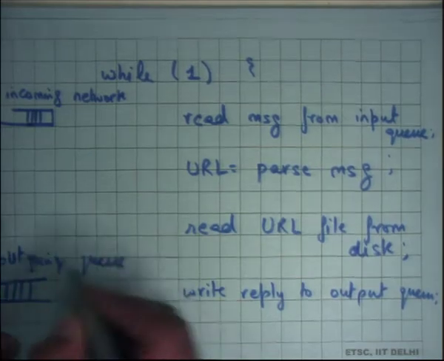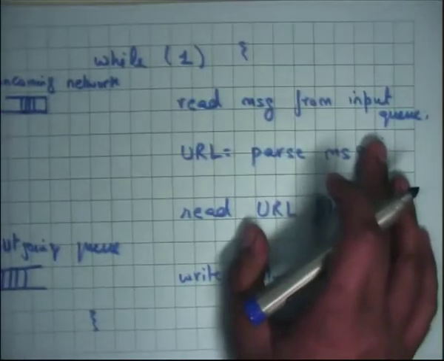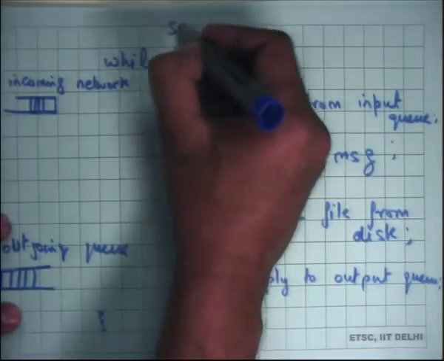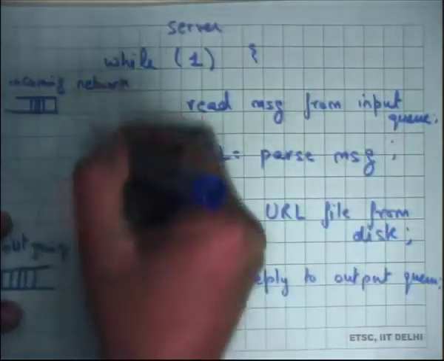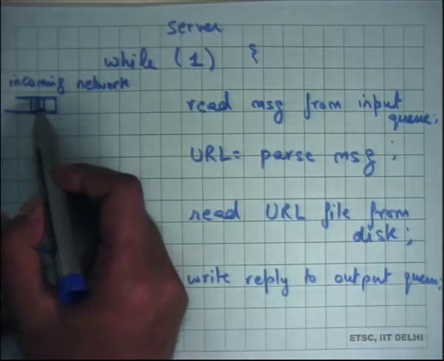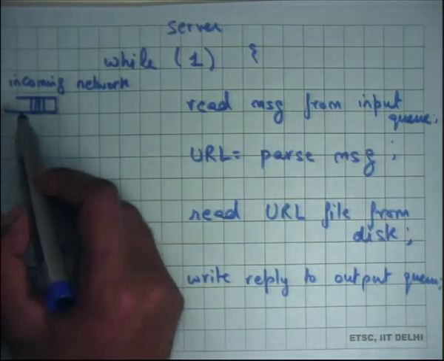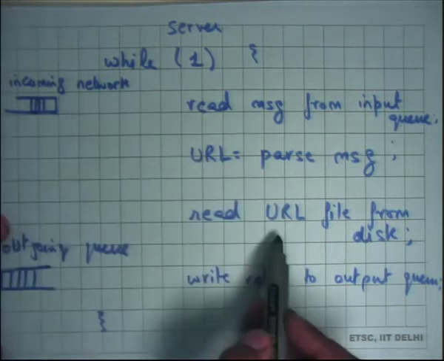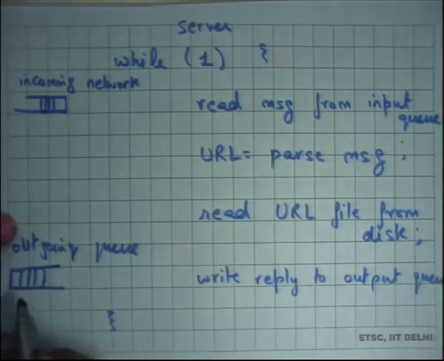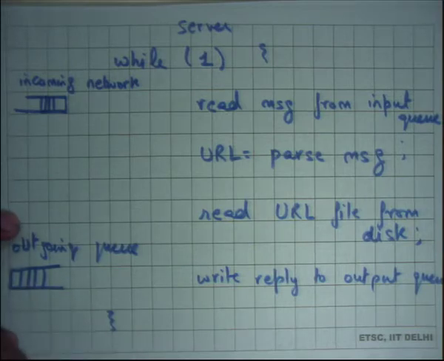Right. So we are just focusing on the server's logic. So this is the server, and there is some logic which is basically picking packets off the wire from the network and putting them in the incoming network queue, and then there is some logic which is picking packets from the outgoing network queue and putting them on the output wire, right?